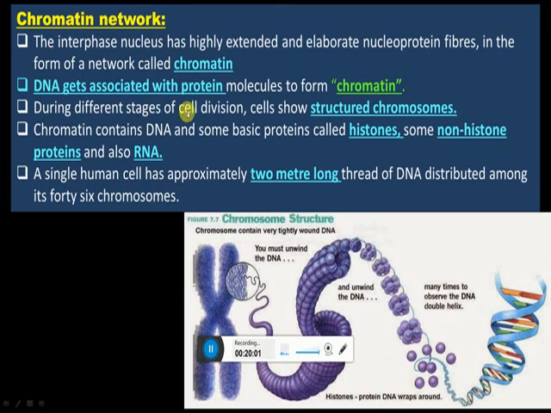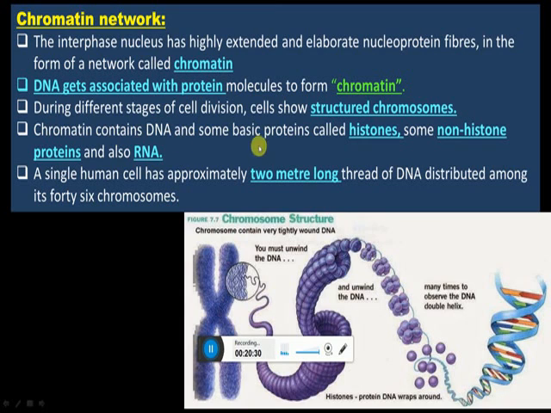During different stages of cell division, the cell shows structured chromosomes. In cell division, they become compact. You can see the chromosome, highly compact in nature. Each loop has 8 histones, meaning it is an octamer, and the DNA fiber is coiled around it. This is the DNA fiber, and these are the histone proteins, and there are also non-histone proteins.